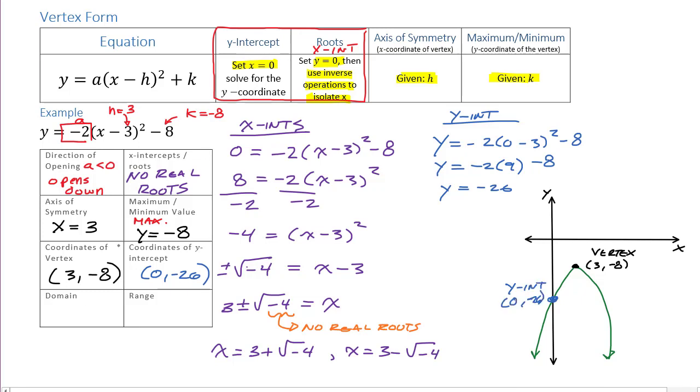All right, so domain, once again, x can be any real number. The range, this time, y is opening down because the parabola opens down, so y is less than or equal to 0. So y is less than or equal to the highest point, which is -8. And there you go. There are the essentials for this unit.